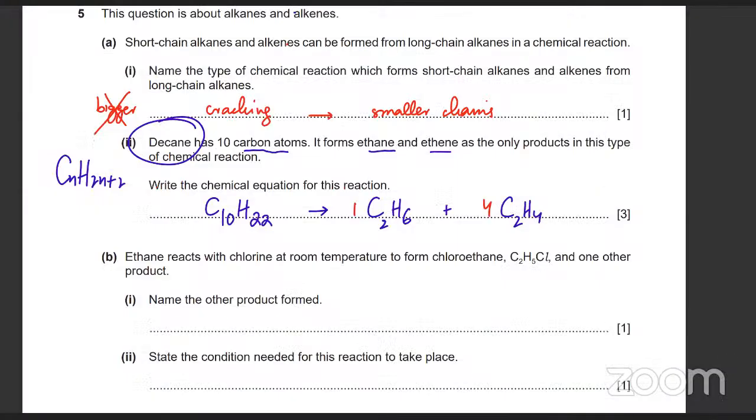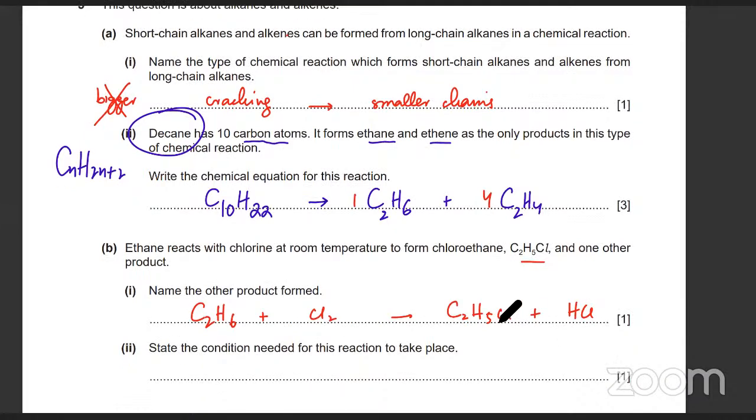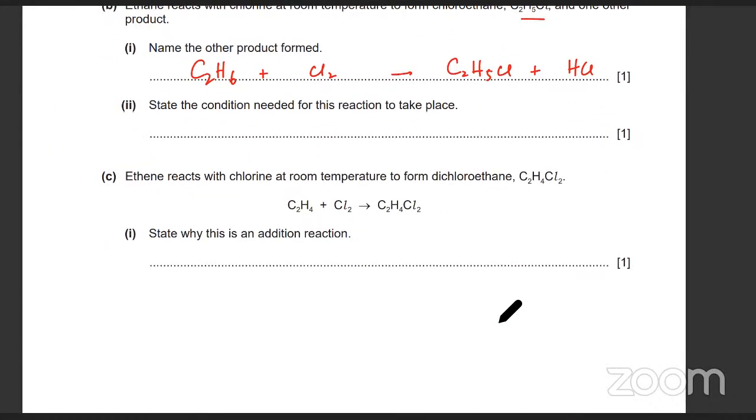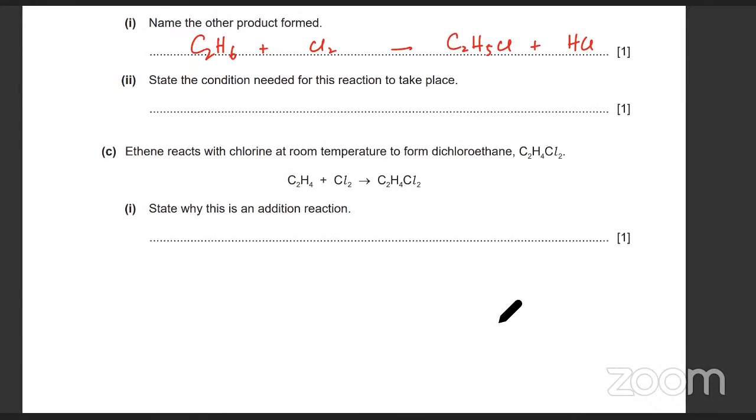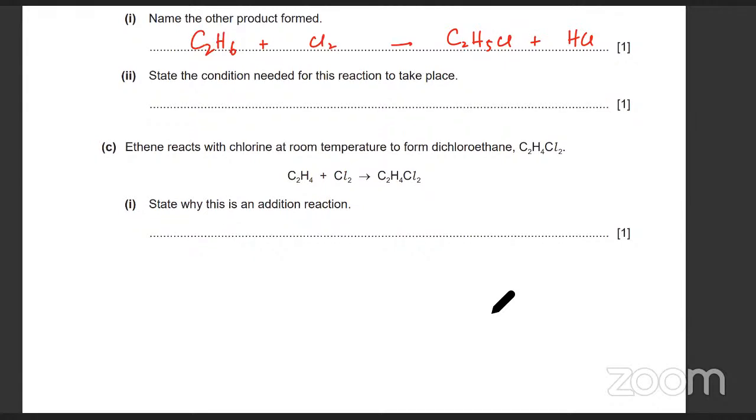So he's saying to make ethane. Ethane is C2H6. It reacts with chlorine and you get C2H5Cl. So one of the H's has been substituted by Cl. The H that comes off will end up as HCl. Okay? Is this clear? And the conditions, that's UV light. Okay?